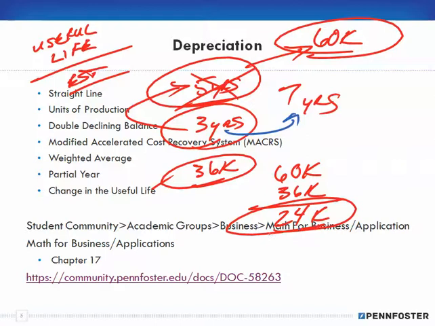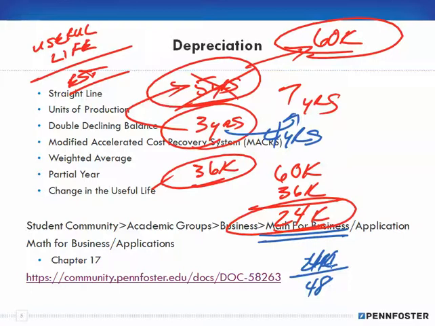Okay. So what you're basically going to do is take this $24,000 and depreciate it over the remaining 4 years. Okay. All right, 7 years less 3 years is 4 years. So you'll take that $24,000, divide it by 48 months, 4 years times 12 months, and you're going to come up with $24,000 divided by 48, which means you're going to have a new depreciation amount of $500 a month.